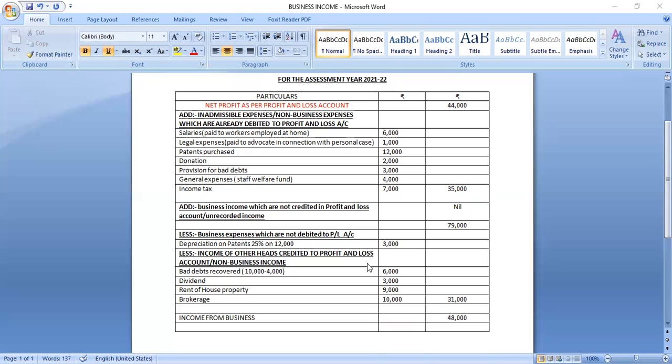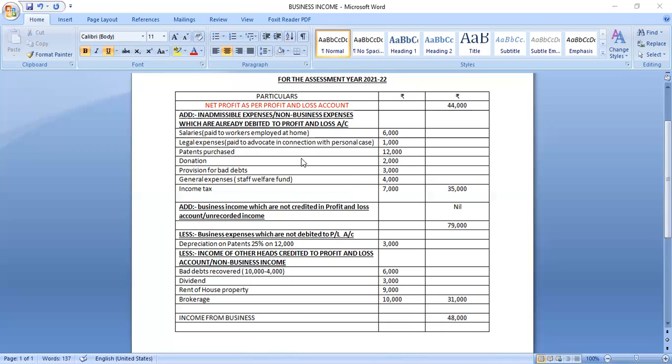Next is brokerage. Brokerage also doesn't fall under business income because this is a mill, Durga Mills. Durga Mills concentrates on its own business. It is not in the stock market business or the commission business. They are not brokers and not stock exchange dealers. So we are not allowing it as business income; we are including it here as non-business income. So these are non-business income. Okay, so you will get the final value, income from business, 48,000.